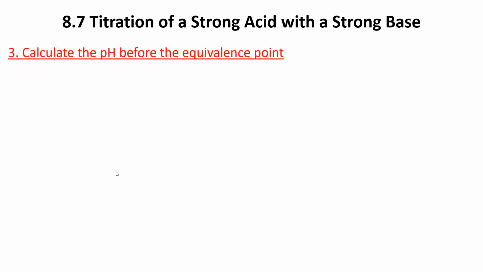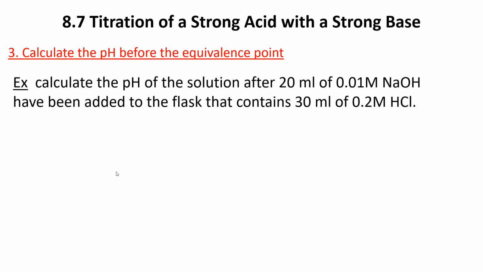Number 3, calculate the pH before the equivalence point. So here's what we're going to do. We're going to calculate the pH of the solution after 20 mils of 0.1 molar NaOH has been added. Now remember, it took 60 to neutralize it, so we're adding in 20, which means once we've added this 20 in, our solution is still acidic. We need to remember that.